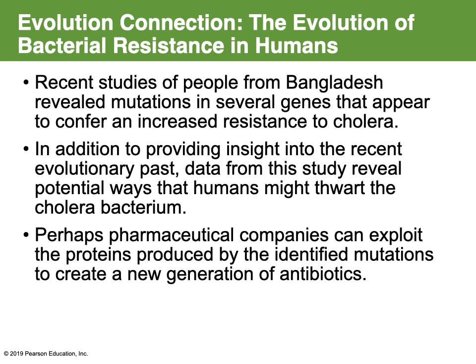So this provides insight into the recent evolutionary past of how humans and bacteria have interacted, but it also might help us find ways in which humans, across the entire population, could avoid being infected with the cholera bacterium. So people may start finding proteins identified by those mutations, right? Mutations are random changes in genes and DNA. Well, if you can find what proteins those are coding for, then those might be used to create a new generation of antibiotics. And that's the end of the chapter.